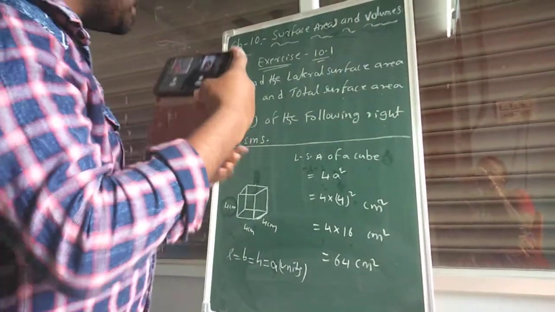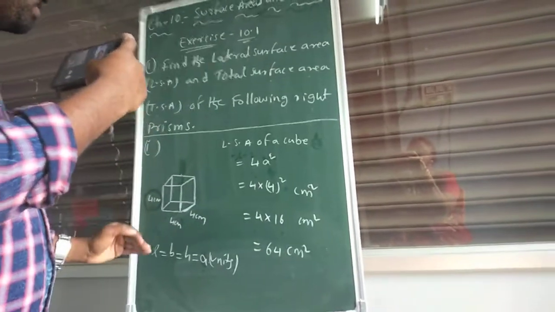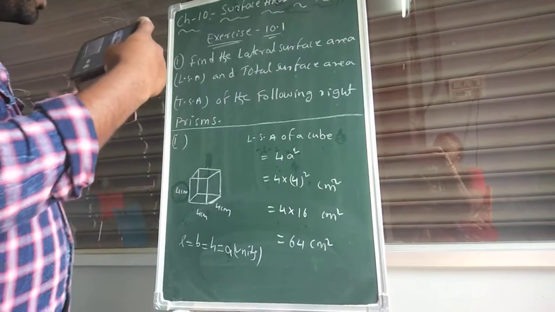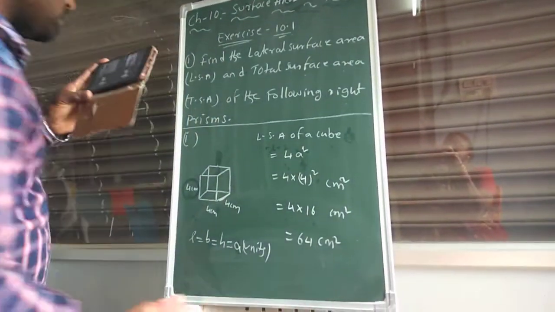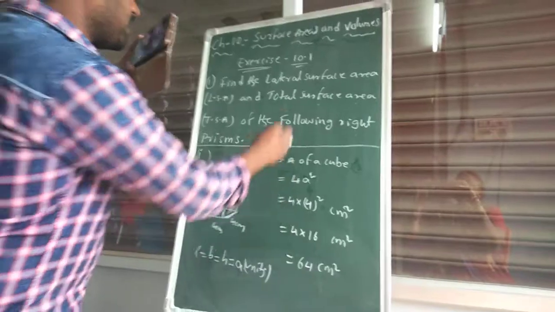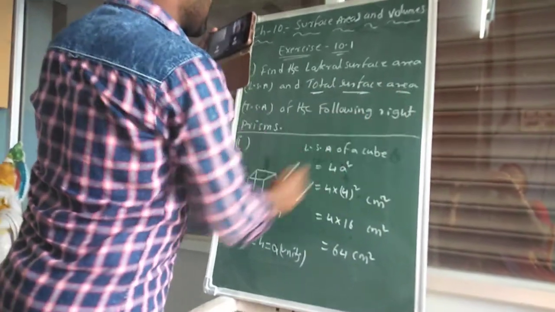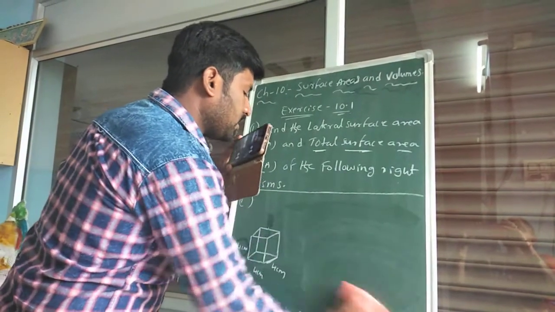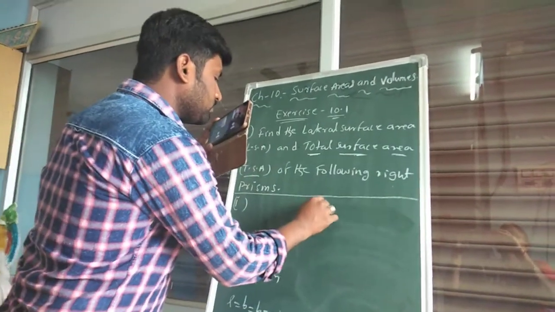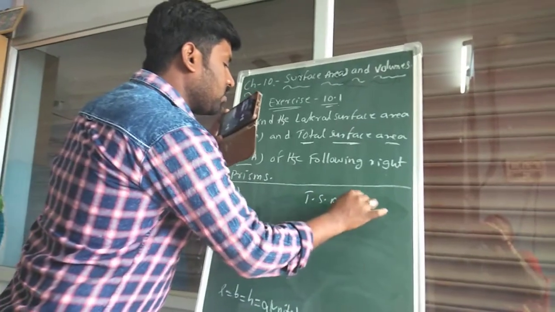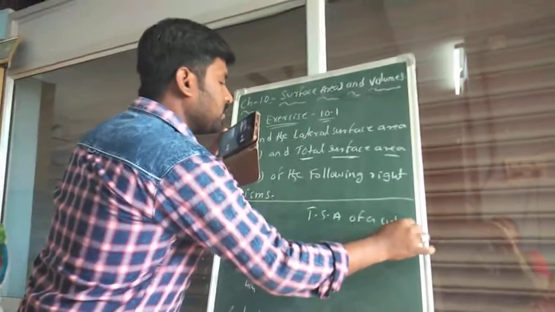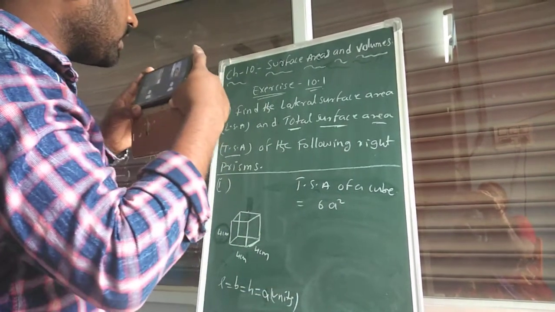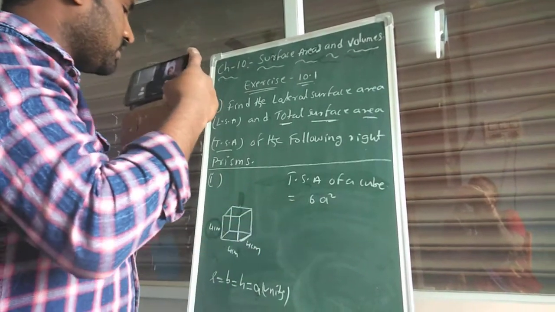Okay students, LSA means except top and bottom, we add the remaining 4 faces. Now I am going to find TSA, total surface area. Total surface area of a cube. TSA of a cube is 6a square. This time we are going to add the areas of 6 faces.